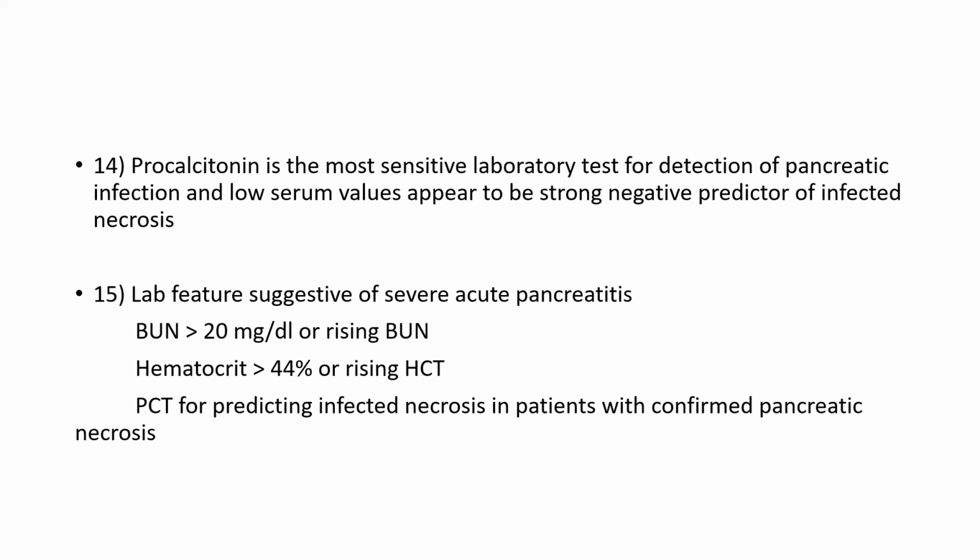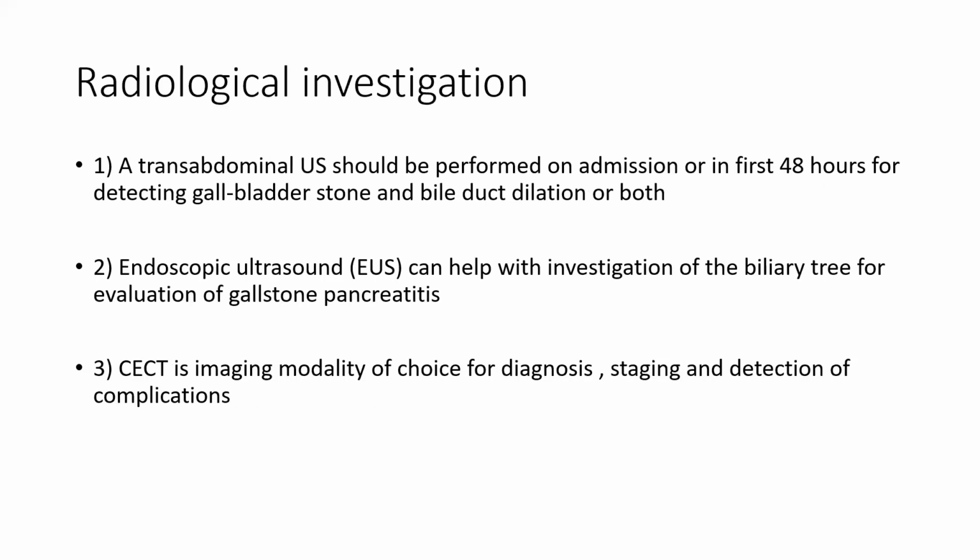Procalcitonin, or PCT, is the most sensitive lab test for detection of pancreatic infection, and low serum values appear to be a strong negative predictor of infected necrosis. So the lab features suggestive of severe acute pancreatitis are BUN more than 20 mg per dL or rising BUN, hematocrit levels more than 44 or rising hematocrit, and PCT for predicting infected necrosis in patients with confirmed pancreatic necrosis.